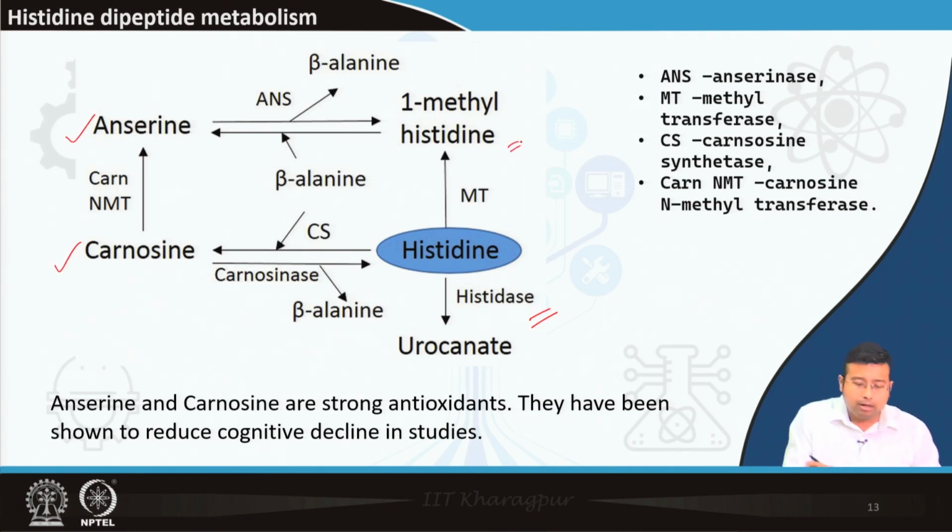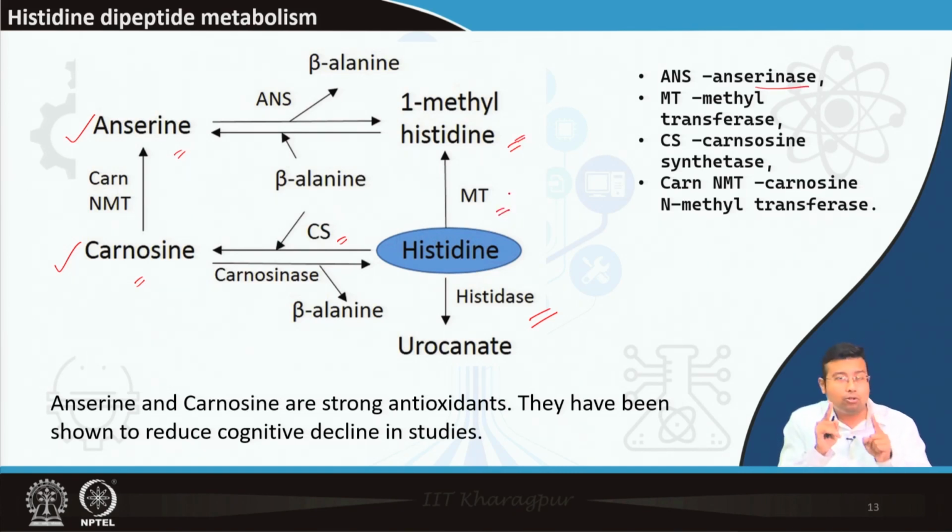enzymes. For example, it is carnosine synthase which forms carnosine, and carnosine N-methyl transferase, again a play of one carbon, forms anserine. Anserinase degrades it into 1-methyl histidine. Again, histidine can be converted to 1-methyl histidine by a methyl transferase.